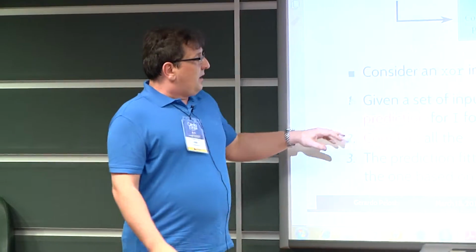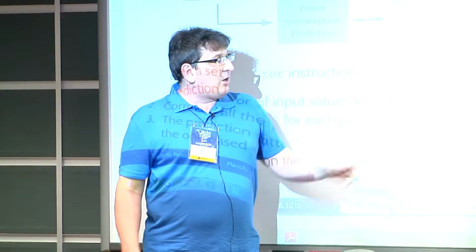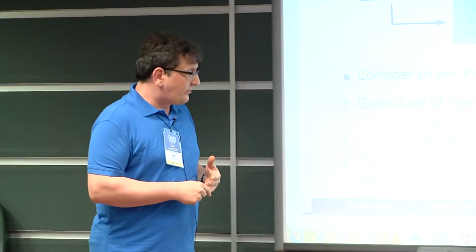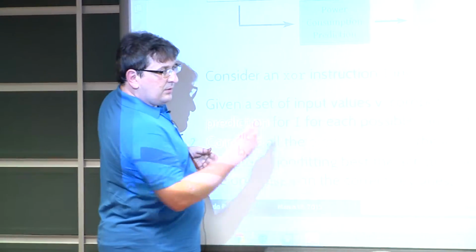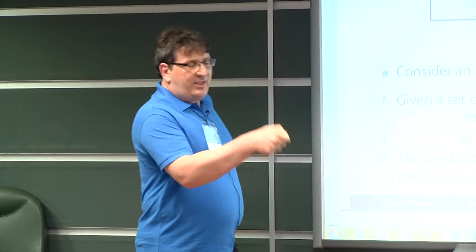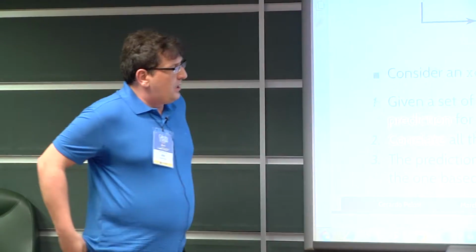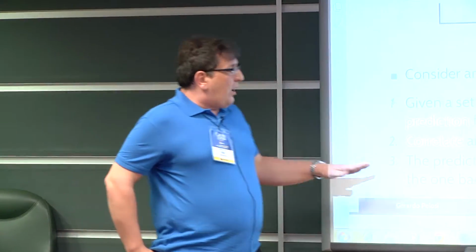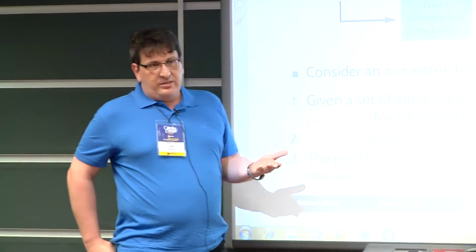Then you can correlate all these predictions with the actual power consumption. So the prediction fitting best the actual measured side channel, which can be the electromagnetic emission or the absorbed power consumption, is the one based on the correct key guess.